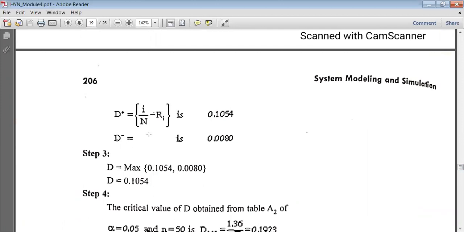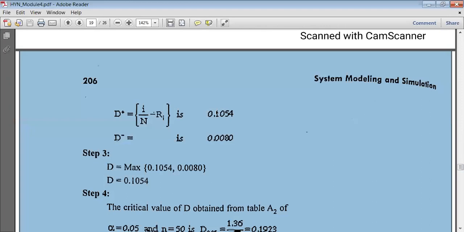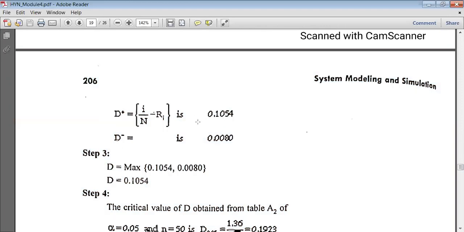Then you have to find the max of D plus and max of D minus. Whatever you get for max of D plus and D minus, those values are written here. Max of D plus you will get as 0.1054, and max of D minus you will get as 0.0080. The third step is D, which is equal to max of D plus comma D minus. So D will be the maximum of these two, 0.1054 and 0.0080, which gives the deviation. So D, I'll get as 0.1054.